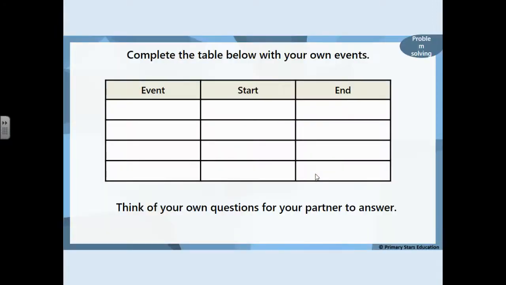Right, this is the last activity that you're going to be doing either in your workbooks or on your worksheets. What you need to do is complete the table below with your own events. You need to write your events here, write the start time and the end time, and think of your own questions, either for your mom or dad or your brother or sister. If you have a question for me that I could answer, please have a go at it.